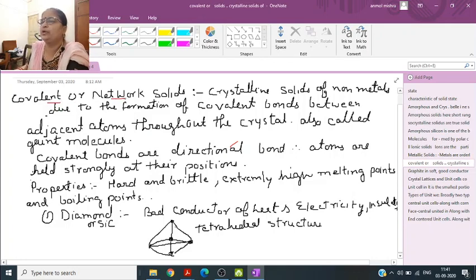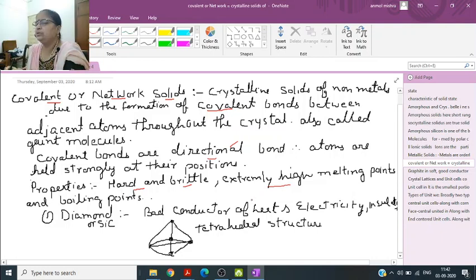Next is covalent or network solids. Now crystalline solids of non-metals, due to the formation of covalent bonds between adjacent atoms throughout the crystal, form giant molecules. Covalent bonds are directional bonds. Atoms are held strongly at their position. Properties: hard and brittle, extremely high melting point and boiling point. We can take the example of diamond or graphite.